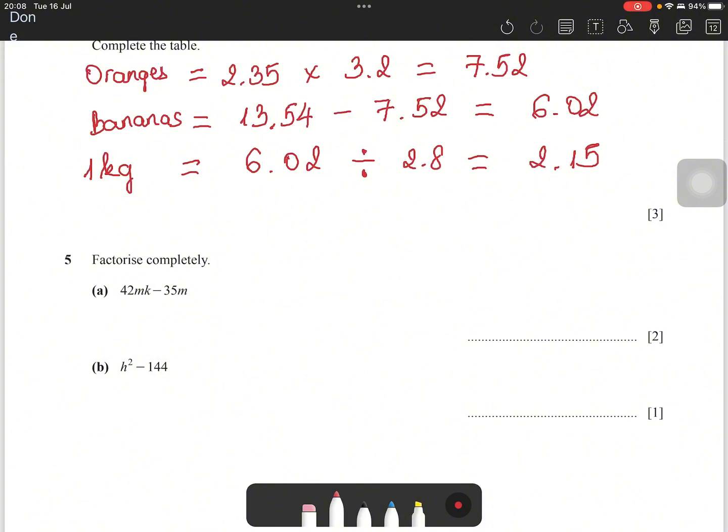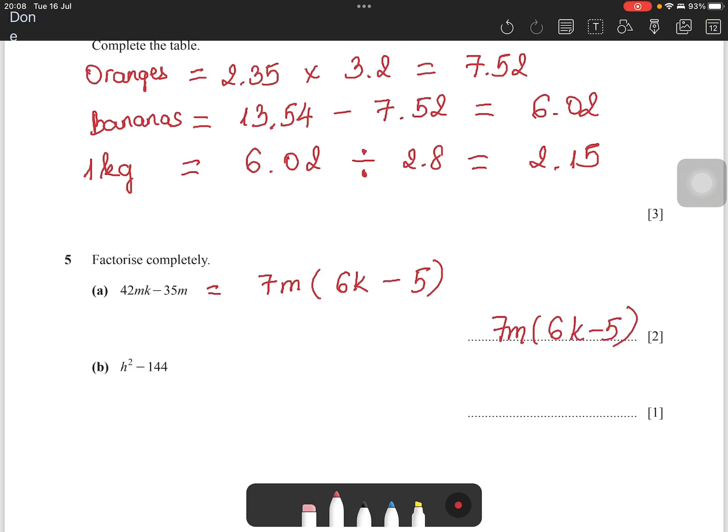Question 5. Factorize completely. Question A. The common factor of 42 and 35 is 7. The common factor of mk and m is m. So 7m is a common factor. Now 42mk divided by 7m is 6k. And 35m divided by 7m is 5. So the answer is 7m multiplied by 6k minus 5.